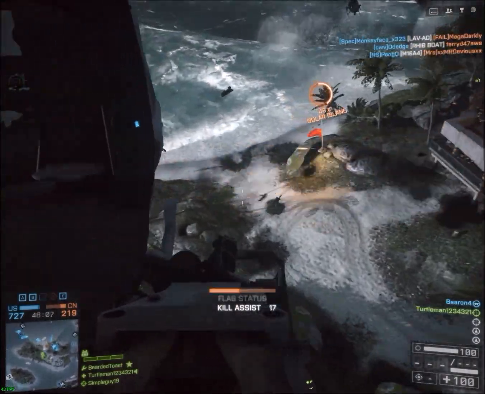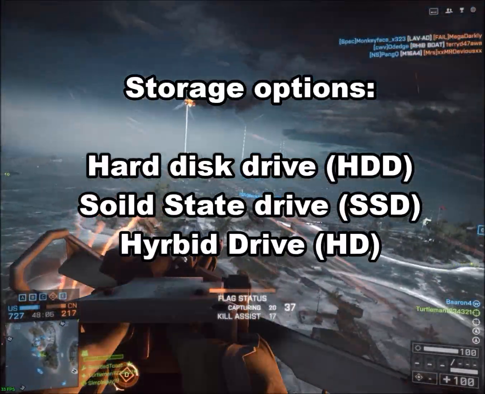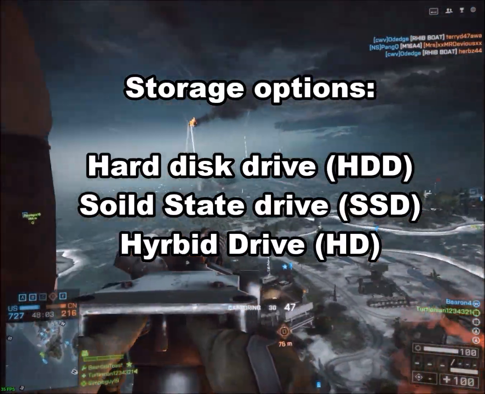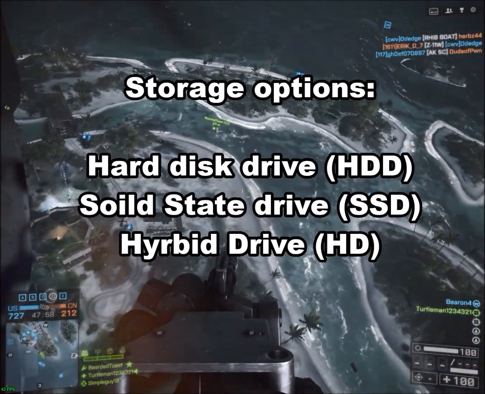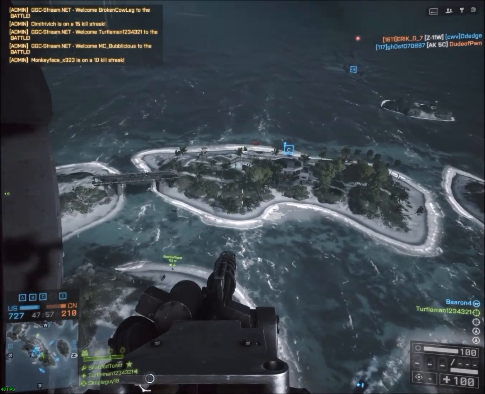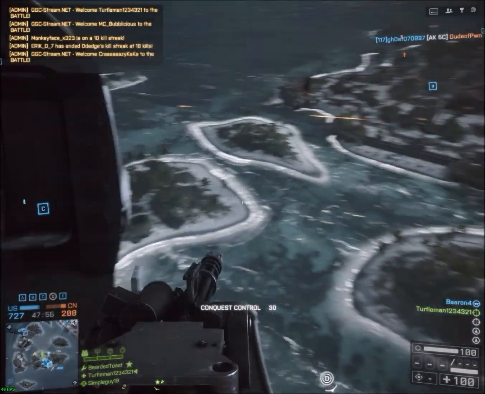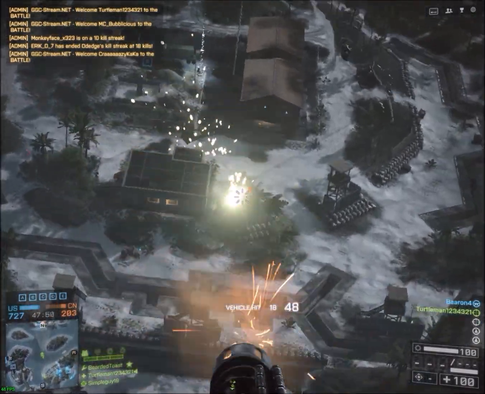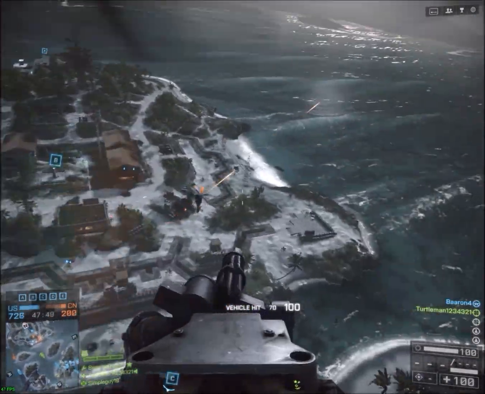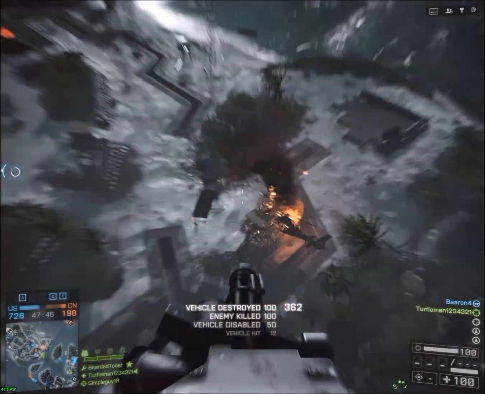Now, for storage, you really have three options. You have a hard disk drive, which I call a hard drive disk, and I'm going to call it that from now on, which is HDD. A solid state drive, SSD, or a hybrid drive, which is basically just a hard drive and a solid state drive put together. Now, first I'm going to talk about each individual one and show you the pros and cons of each.